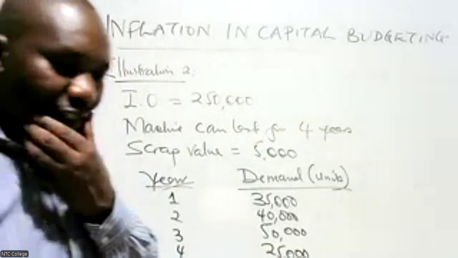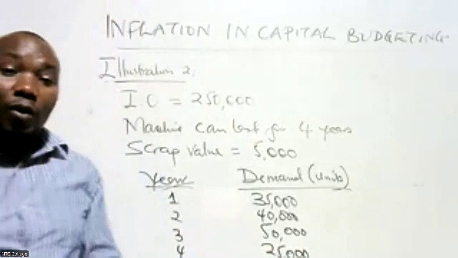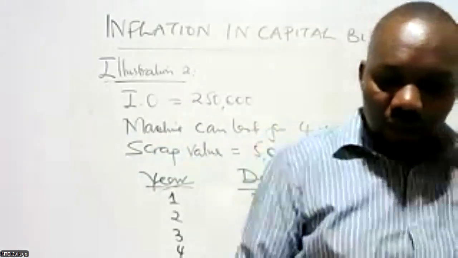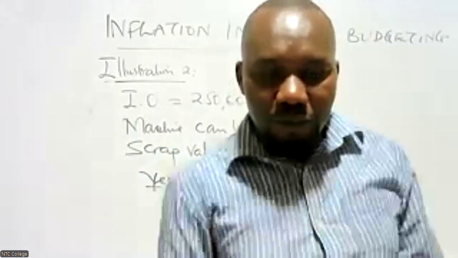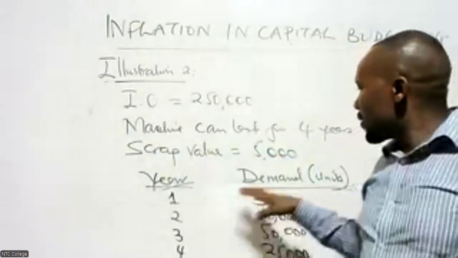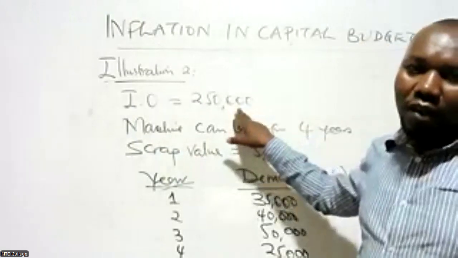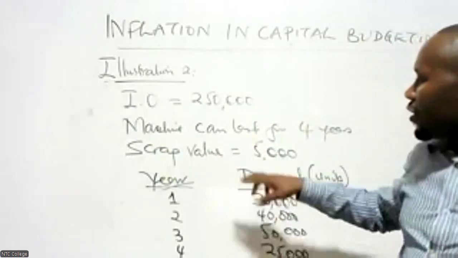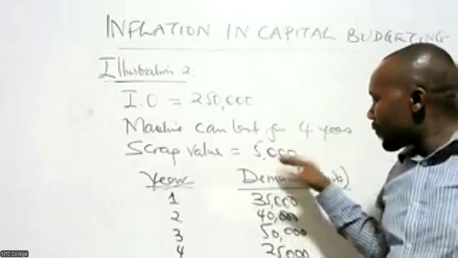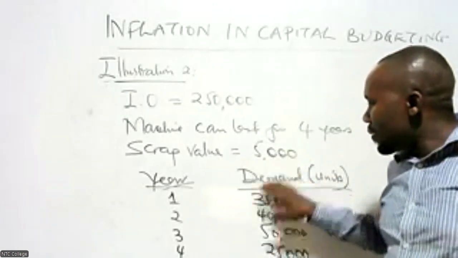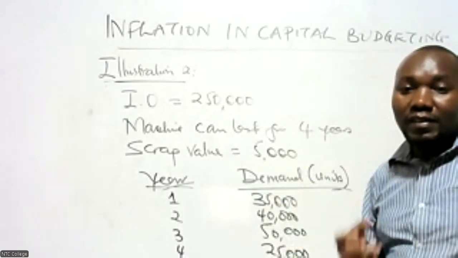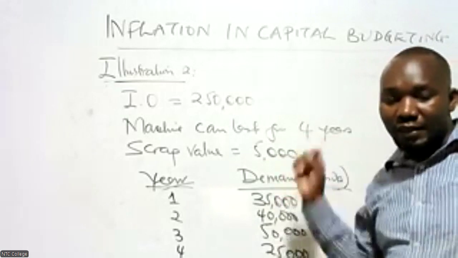So what we are saying is that we are looking at a scenario where we have a machine that can generate some revenues. The initial cost of buying the machine is 250,000. The machine can last for 4 years with a scrap value of 5,000. These are the demands of the units that will be produced, so you can get sales. Sales is the number of units times the price.